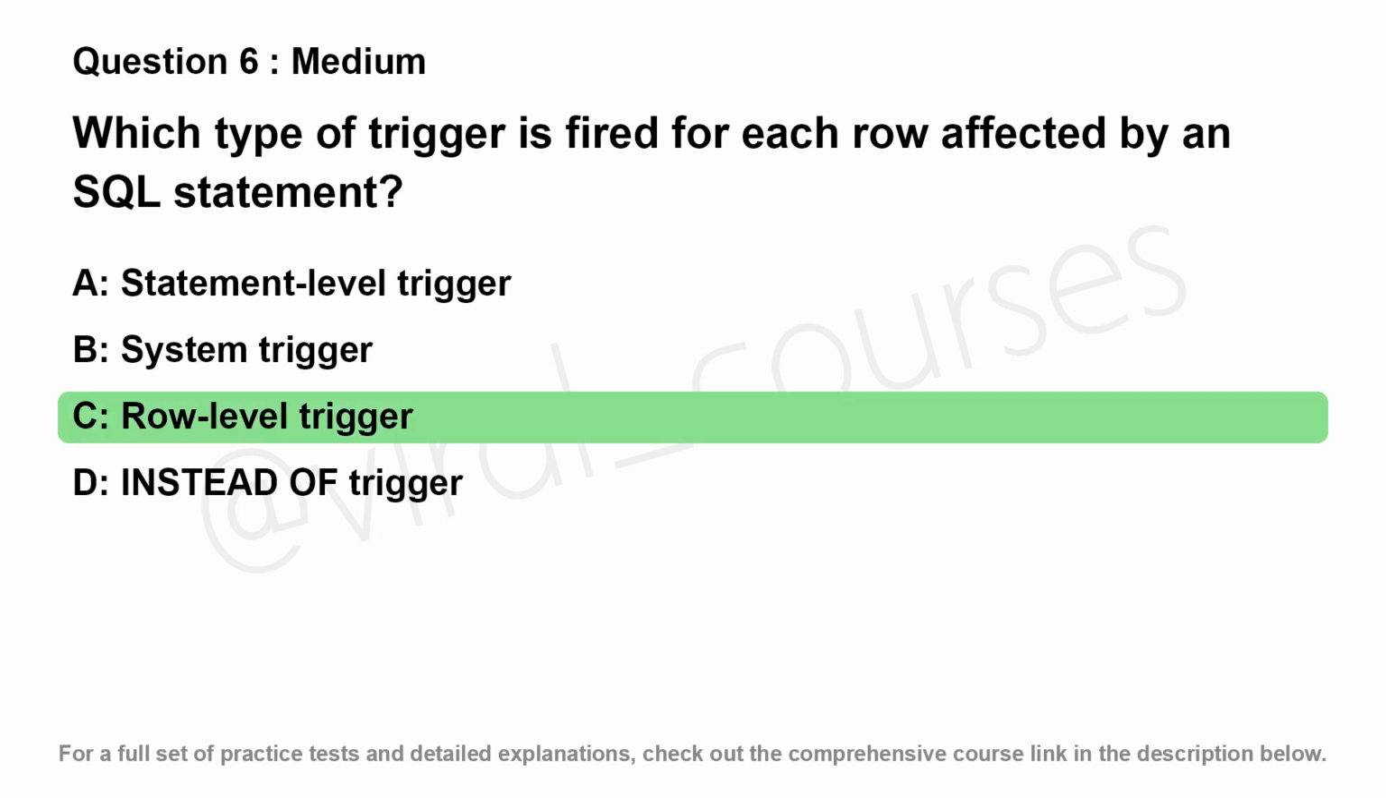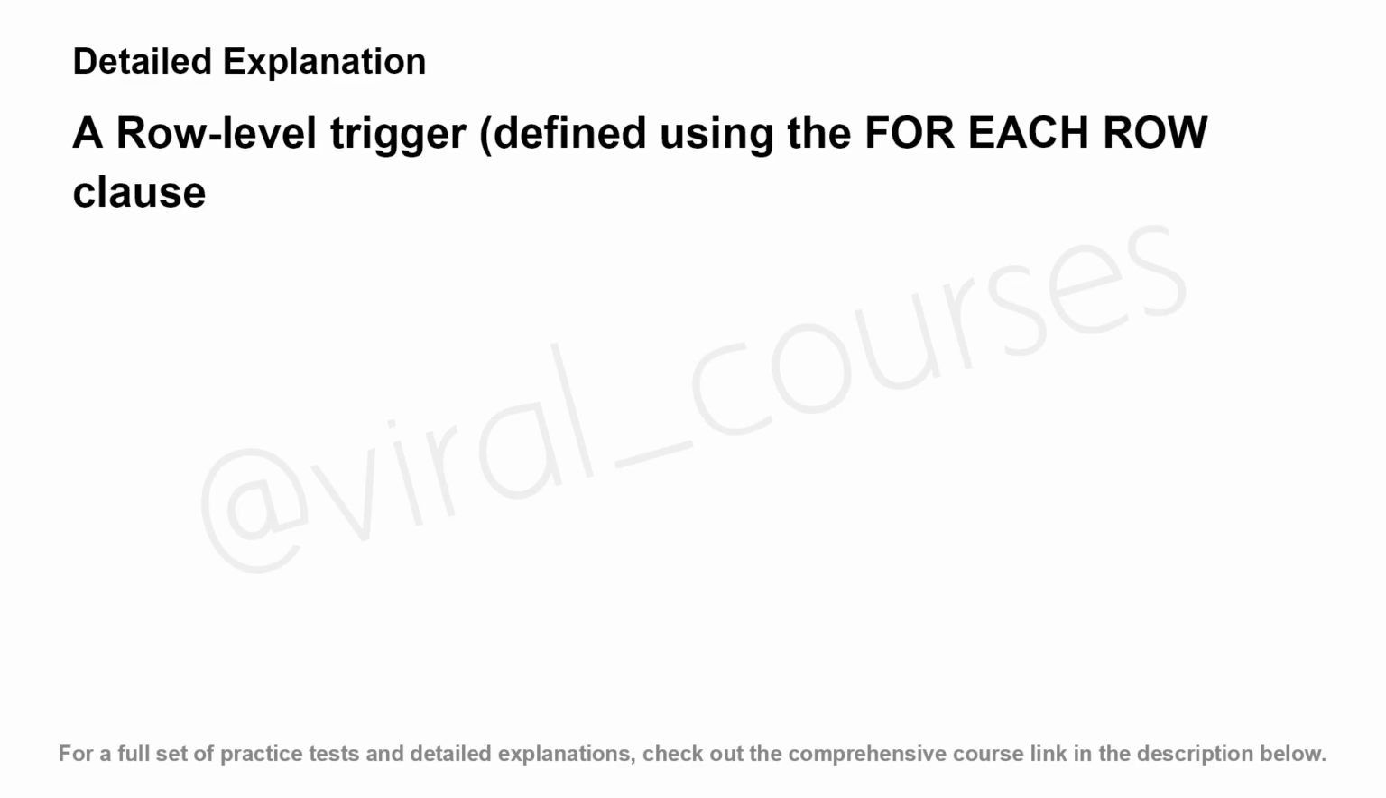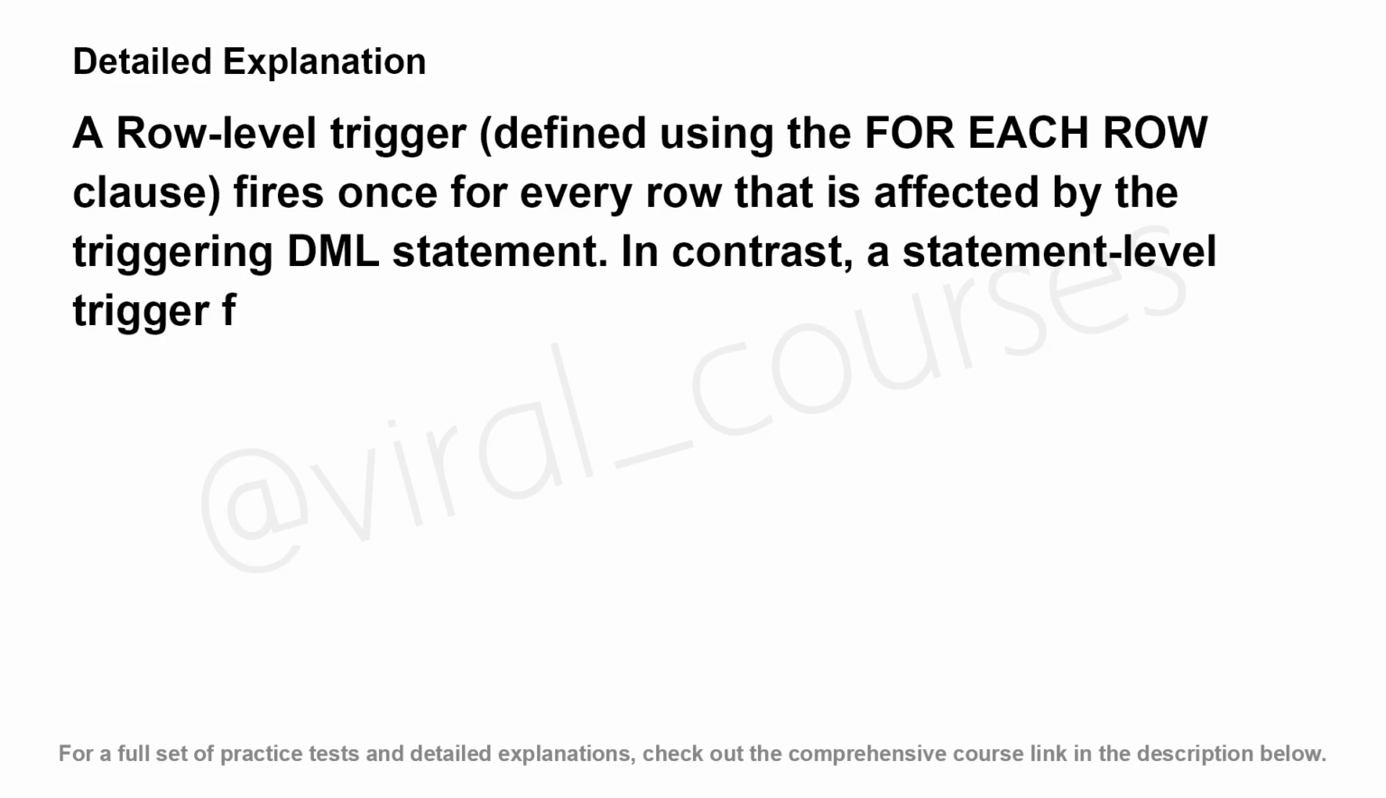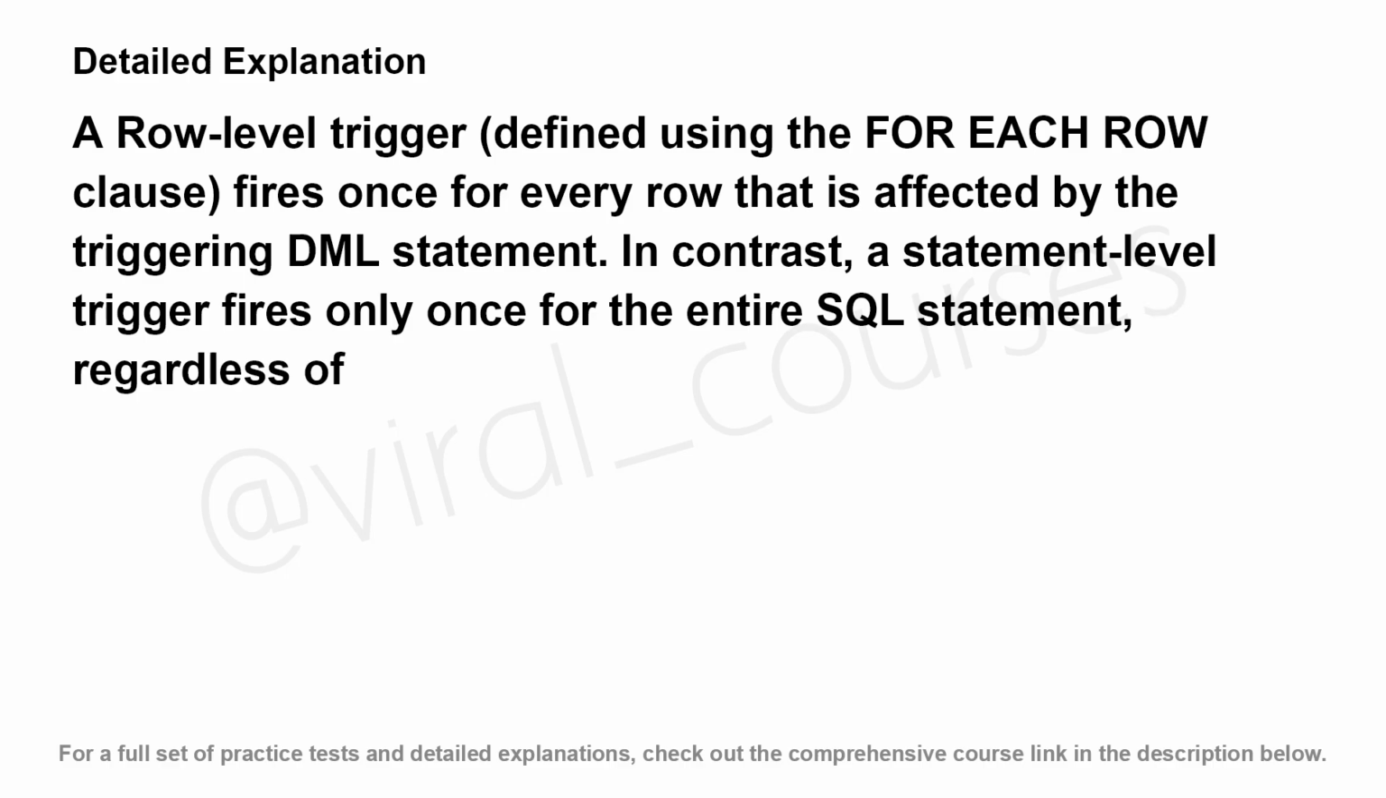The correct answer is C. A row level trigger, defined using the FOR EACH ROW clause, fires once for every row that is affected by the triggering DML statement. In contrast, a statement-level trigger fires only once for the entire SQL statement, regardless of how many rows are affected.